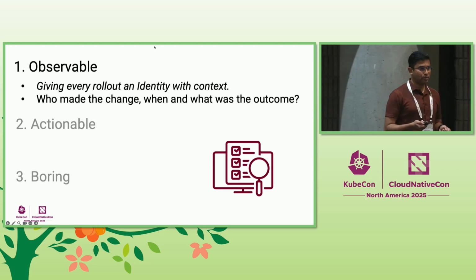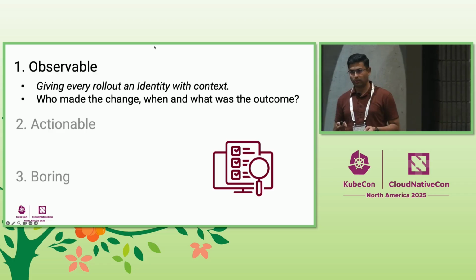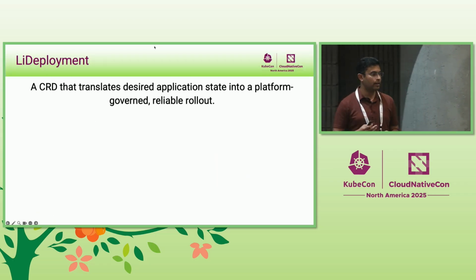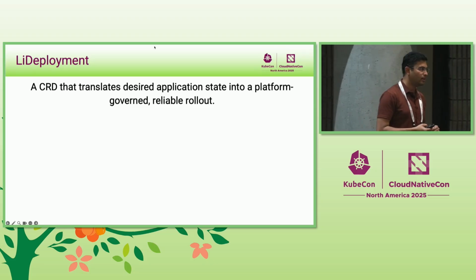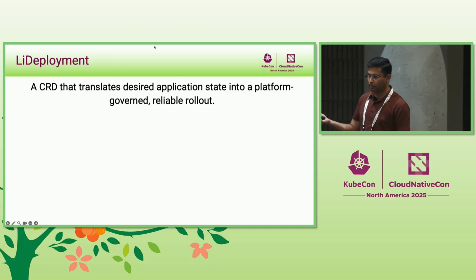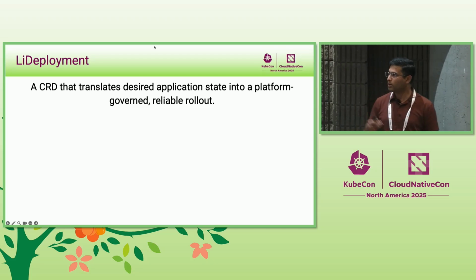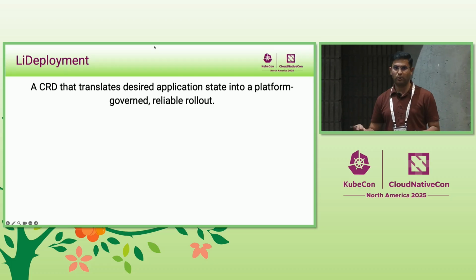At LinkedIn, we use Kubernetes as the building blocks of our platform. And on top of that, we have custom resources that the developers interact with on a daily basis. So every rollout essentially begins with one such custom resource. We call it LI deployment.